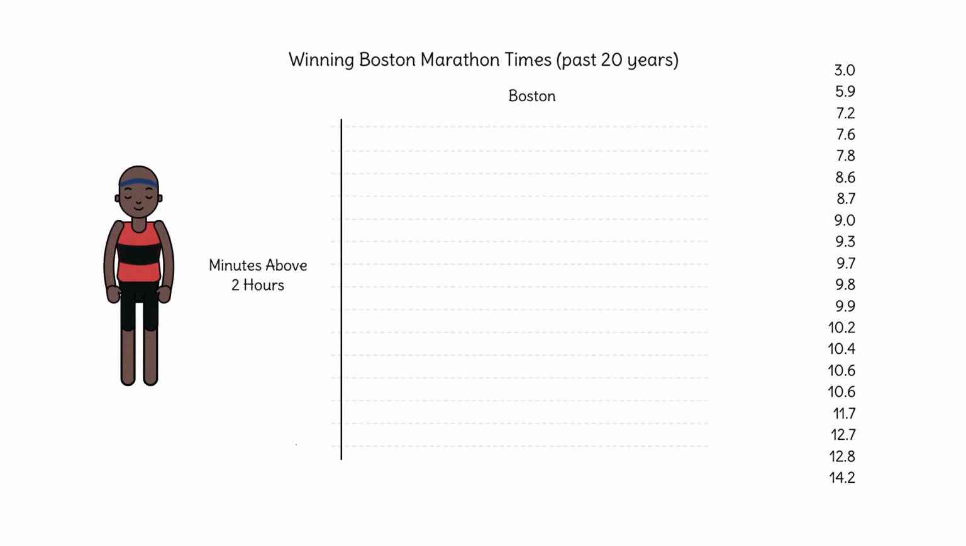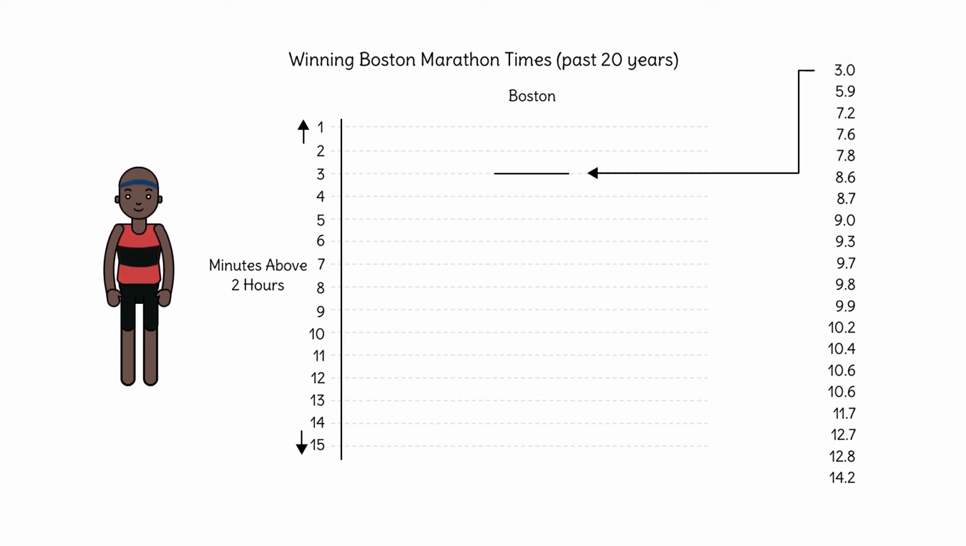We create our plot by scaling the y-axis from below the minimum, 3, to above the maximum, 14.2. So just to be safe, let's scale from 2 minutes all the way to 15 minutes. Our minimum is 3 minutes. We'll mark that with a horizontal line. Our maximum is 14.2 minutes. That shows us the spread of the data.